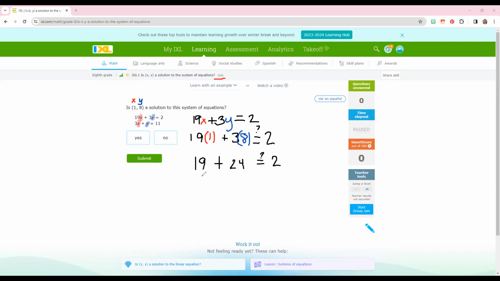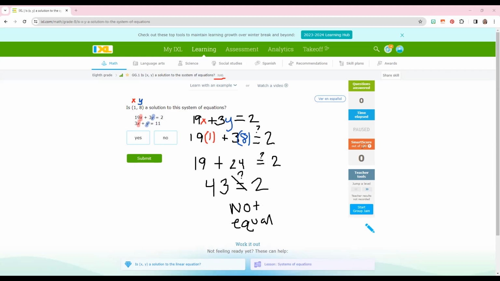Well, you can possibly figure out the answer already, but let's go ahead and add. When we take 19 plus 24, we get 43. Now, is that equal to the number 2? No, it is not equal. So that tells us that the ordered pair 1, 8 does not fall on that line, which means if it's not on the first line, I don't care, honestly, if it's on the second line, because in order for it to be a solution, it has to be shared.